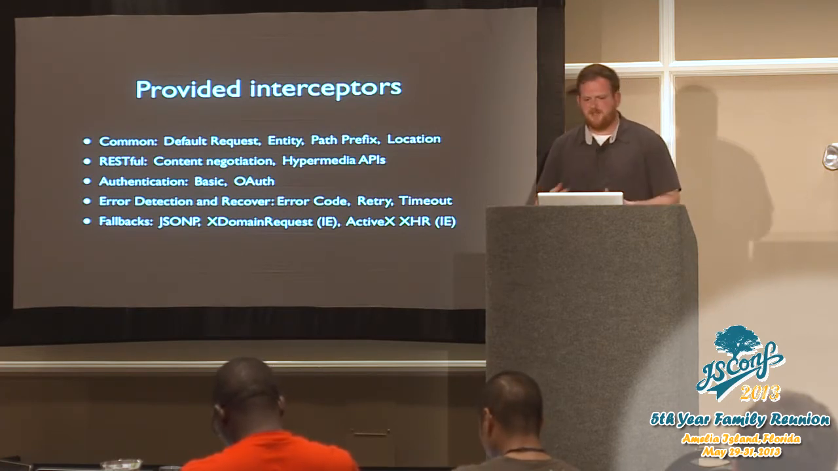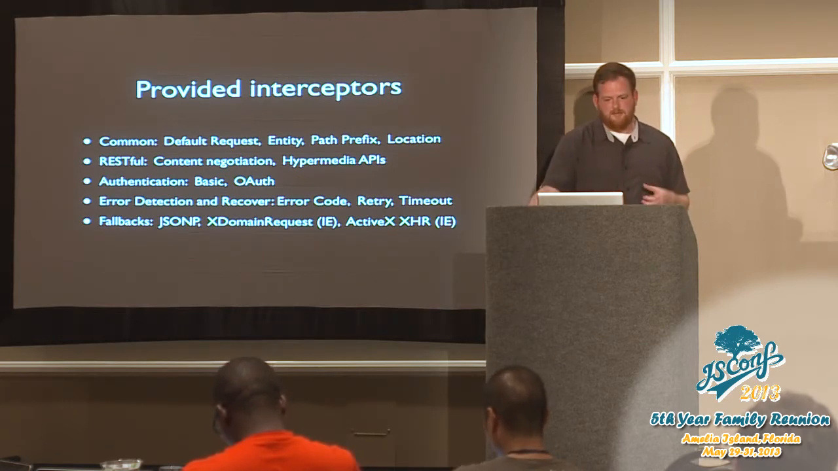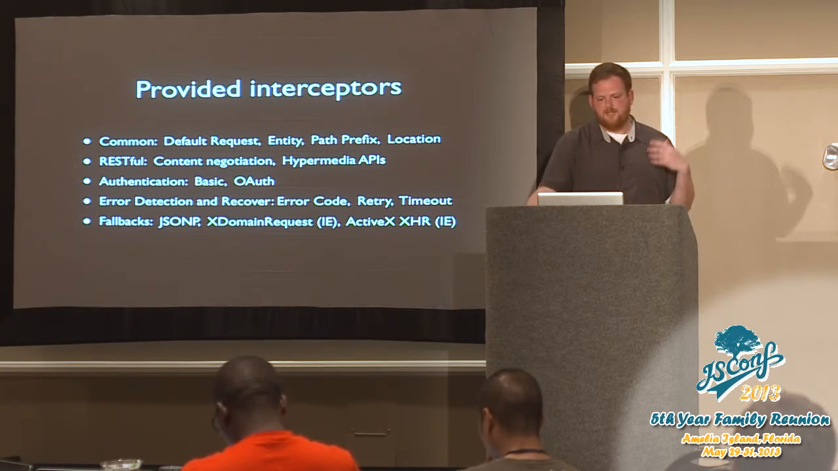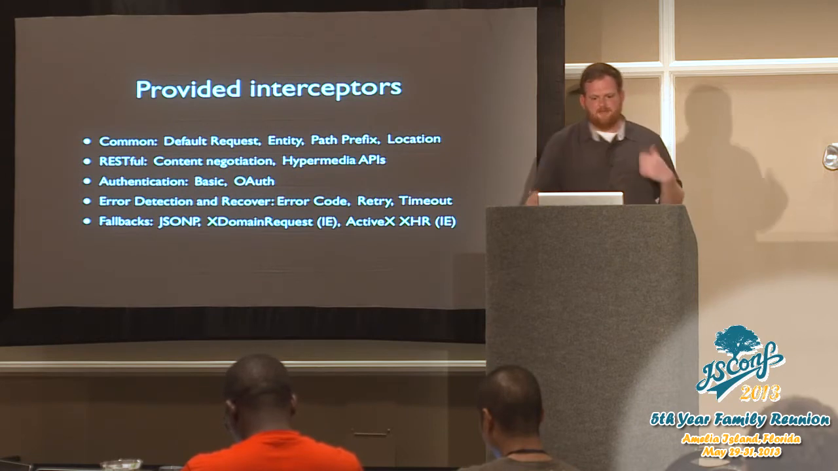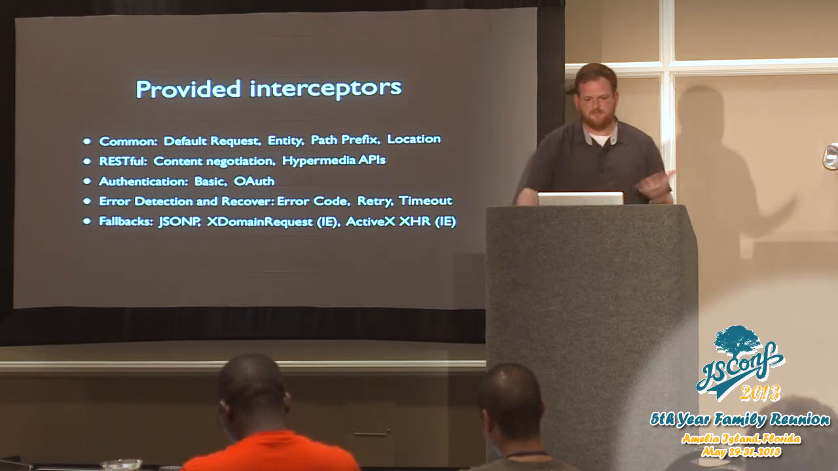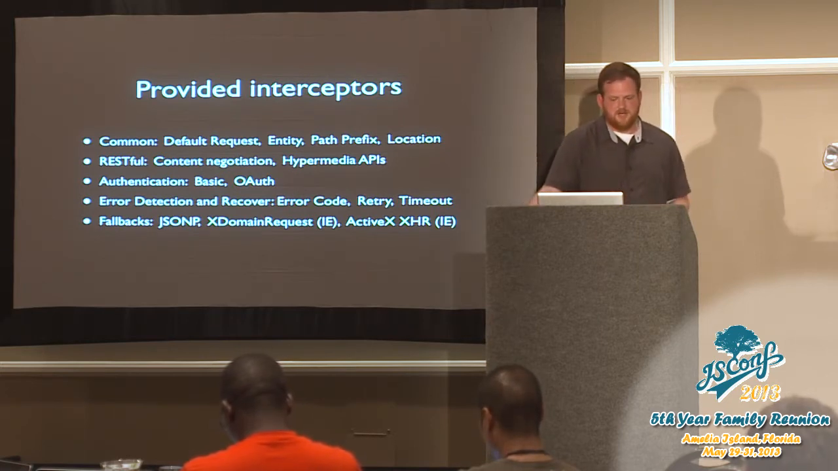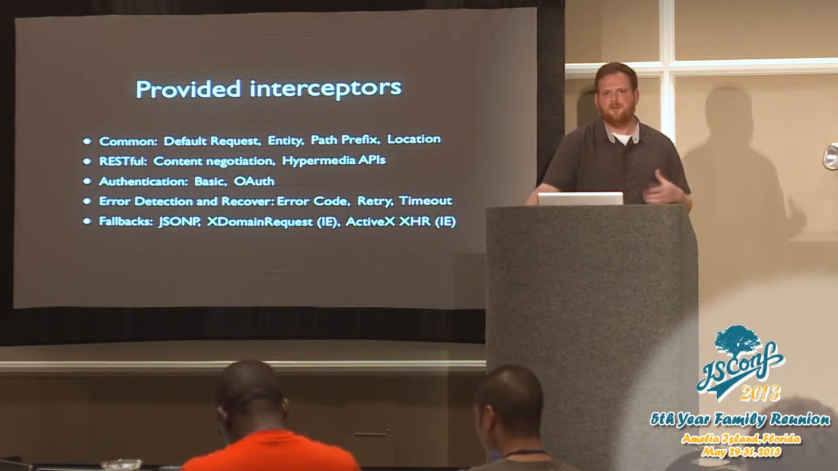Also, in terms of authentication, we saw the basic auth interceptor. There's also an OAuth interceptor. In terms of errors, we have basically the ability to trigger errors based off the response code, the ability to retry failed requests, as well as to just time out and stop. Then finally, some of the fallbacks: support for JSON-P for JSON-P-based services. Obviously, that one's browser only. And within IE, we have support for cross-domain requests, as well as trying to use the ActiveX XHR support for older versions of IE.